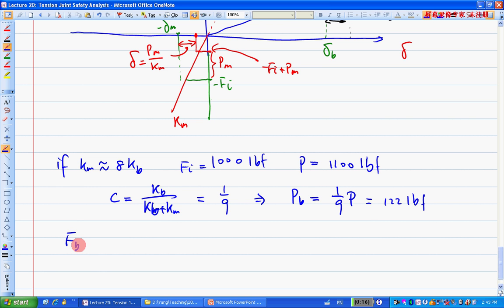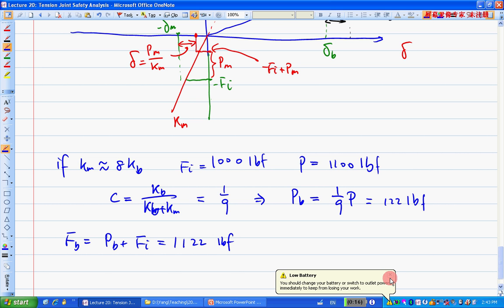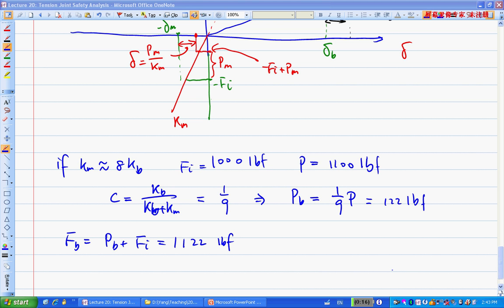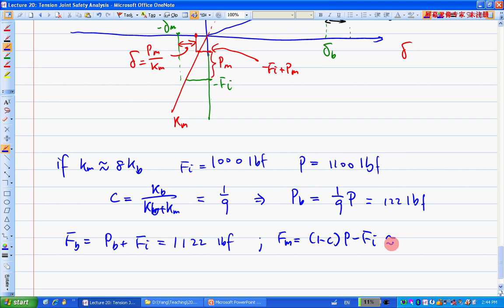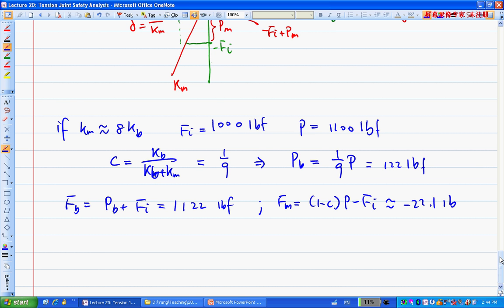Then Fb, the resultant load on the bolt, is going to be Pb plus Fi, and that's approximately 1,122 pound force. And Fm is going to be (1 minus C) times capital P minus Fi, and that's negative 22.1 pound force.